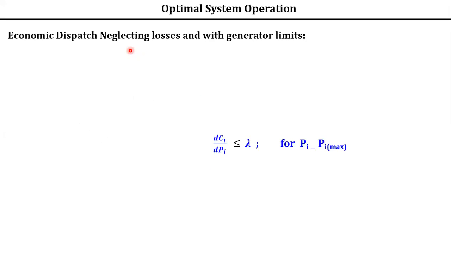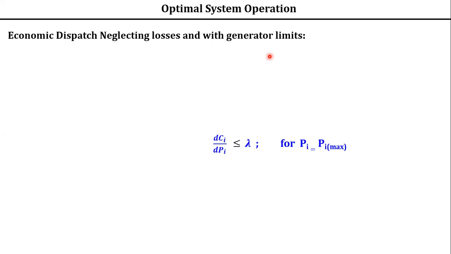Economic dispatch neglecting losses, but with the generator limits. The first case, whatever we have done with the numerical examples also, is economic dispatch neglecting losses as well as no generator limits. Now here case 2 we are dealing with economic dispatch neglecting losses, but with generator limits. Understood? With the generator limits.